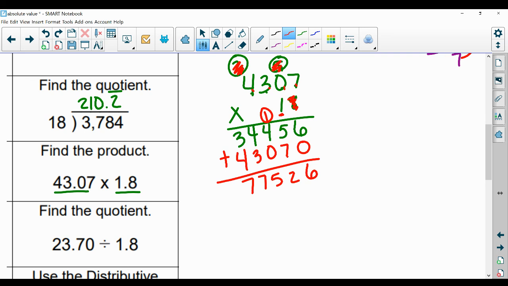But we can't stop here. We have found the product, but we have forgotten about our decimals. We can't forget about our decimals. So I have to come back to the original problem and count how many numbers are behind the decimal place. 1, 2, 3. So I start at the end and I count 3. 1, 2, 3, decimal place. And there's our answer.